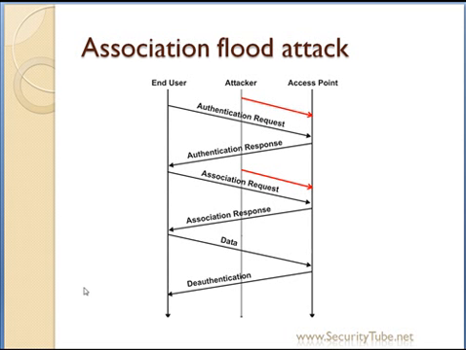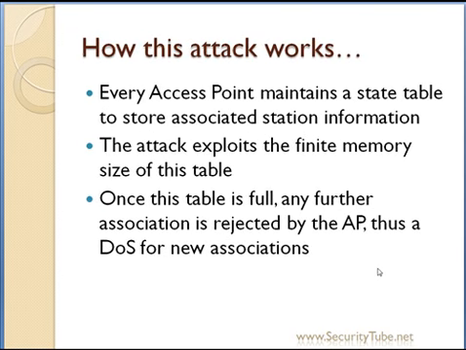Now how exactly does this association flood attack work? Every access point maintains a state table to store the associated stations' information, so that the access point can track that station A is authenticated but not yet associated, station B is associated, so now any data transfer can start with station B. To maintain all this information, every access point maintains a state table. Now the attacker exploits this state table, because the state table has finite memory and an access point at a time can support only some finite number of clients.